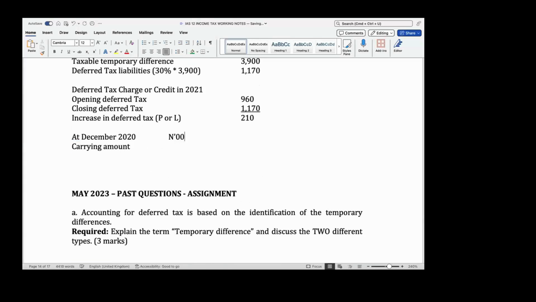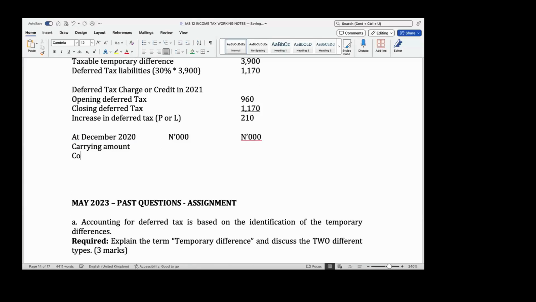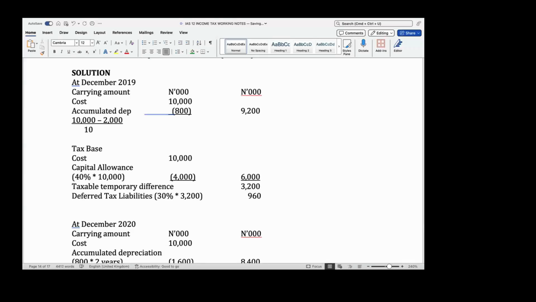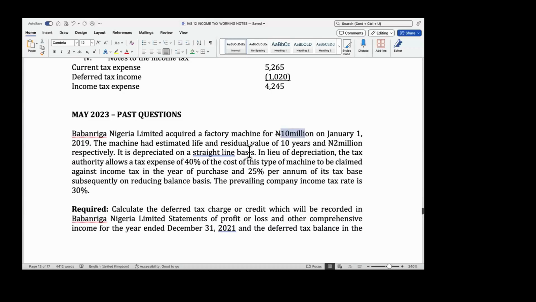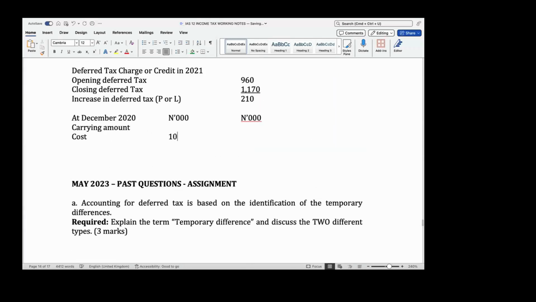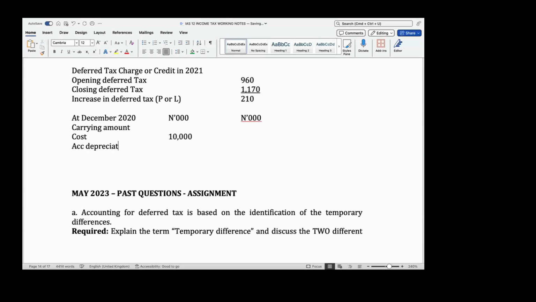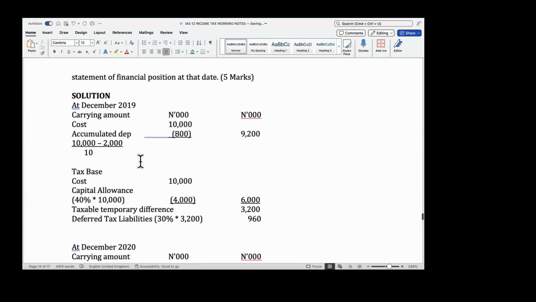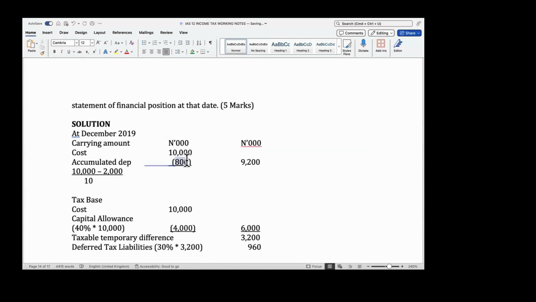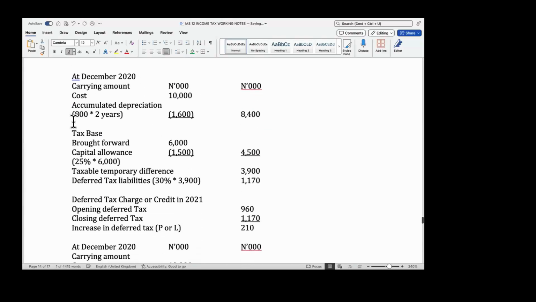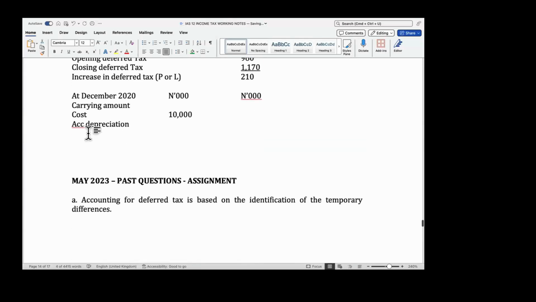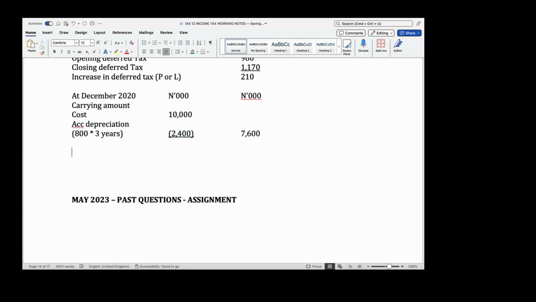And compare that with the tax base to get our temporary difference. The carrying amount still remains our cost, and the cost of these assets is still 10 million from the correction. The accumulated depreciation now, if you had revised it, you will have seen that from year 1 we have an annual depreciation of 800. In year 2, we just cumulated it, 800 times 2. In year 3, it should just be 800 times 3 to get the cumulative depreciation. Then we're looking at 2,400 as the accumulated depreciation. If you do your deduction, you should be looking at 7,600 as the carrying amount.